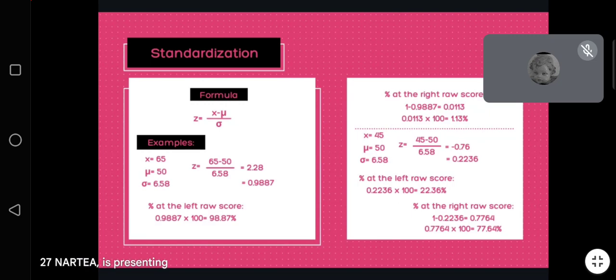So any questions? Any questions you want to raise? Okay, none. So that is all that we are going to learn for today. You can leave if you want, since all the lessons that have been discussed are finished. You can leave na po.